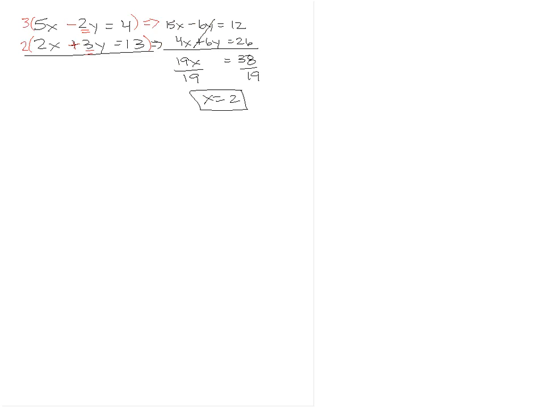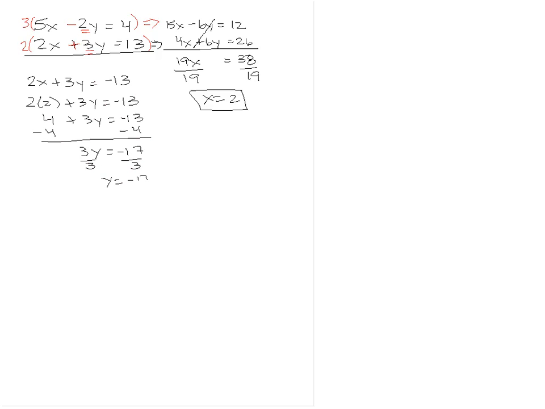Now, I can go back into either one, so I'll just take this second one this time. It doesn't matter. And instead of x, I'm going to put a 2 so that I can solve for y, because x is 2. So 4 plus 3y equals negative 13. Move the 4 over. You get 3y equals negative 17. This is not coming out right. I must have written the problem down wrong. All right. Well, lucky us, y is negative 17 thirds. Okay. So my answer is negative 2, negative 17 thirds.